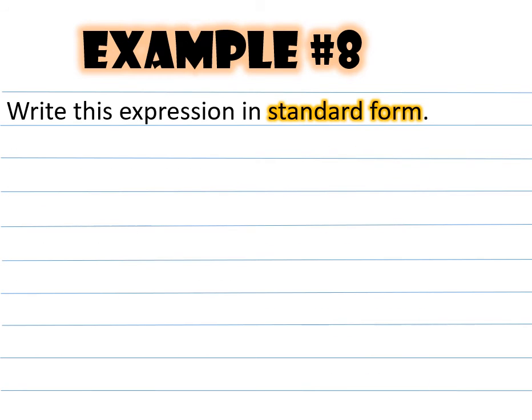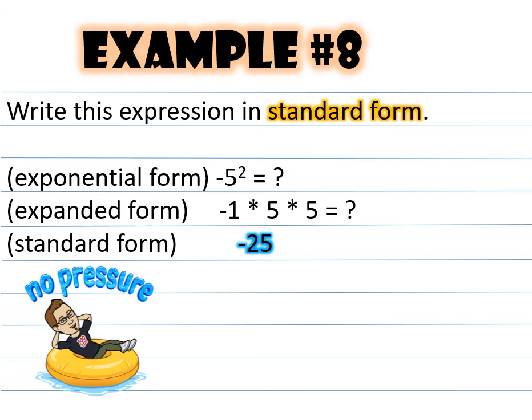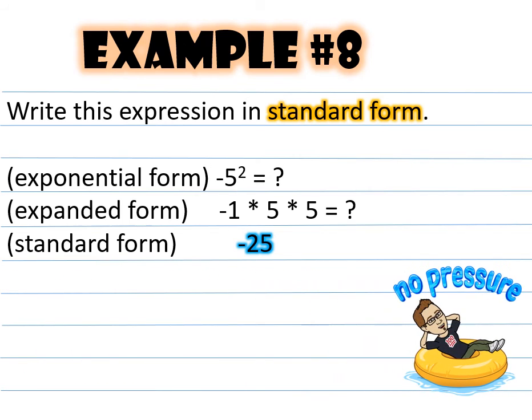Example number 8, our final example. Write this expression in standard form. -5 to the second power. That means -1, the negative, times 5 times 5. The answer is -25. Now, before you go thinking that a negative times a negative is a positive, remember, it's only the 5 that had the exponent, not the negative sign. No pressure.